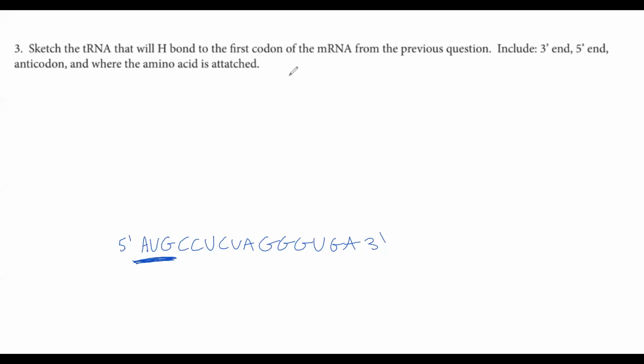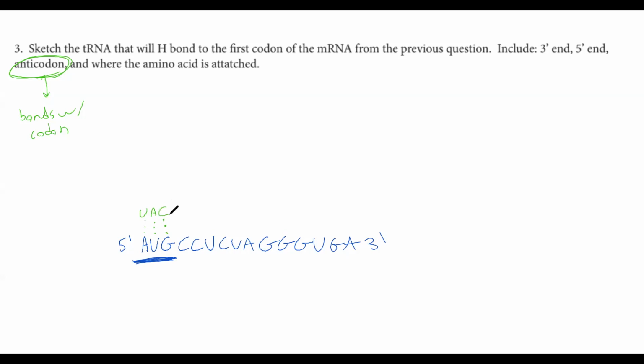The tRNA has a couple important things. So the anticodon, I think, is one of the most important things. It's what pairs or bonds with the codon. So think about it here. What nucleic acid would pair with an A? It would be a U. What nucleic acid would pair with a U? It would be an A. And what nucleic acid would pair with a G? It would be a C. So it would be UAC here.